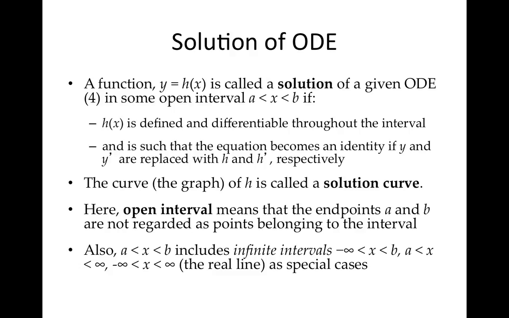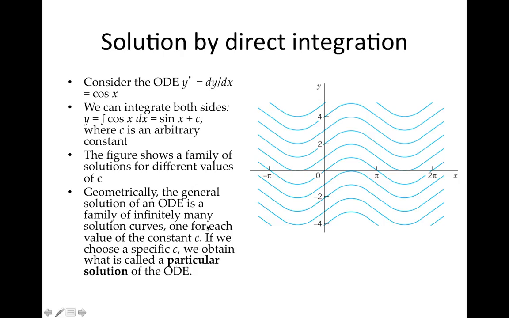So we refer to the curve of h. If we graphed h, we call it a solution curve. And typically, if we don't have something that specifies which solution to accept, then we get a family of these curves. Open interval means that the endpoints a and b are not included as points belonging to the interval.